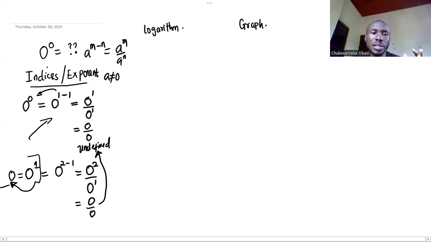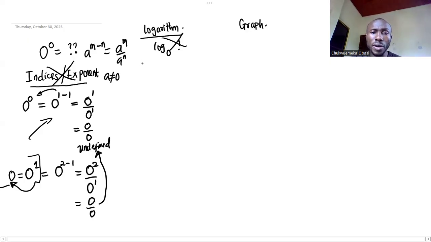So if indices cannot help us prove 0 to the power 0, then logarithm cannot do that, because logarithm is an extension of indices, and the base of a logarithm is just like the base of an index. So logarithm cannot work. Or can we have log to a base 0? Can we have that? I'm not sure we do. So log cannot work. But then let us think of something that is very close to indices, which will make a lot of sense to us.